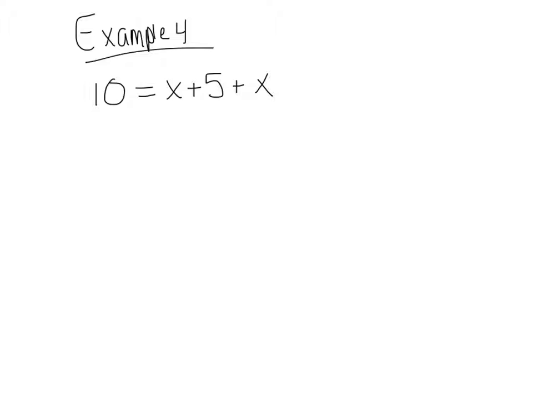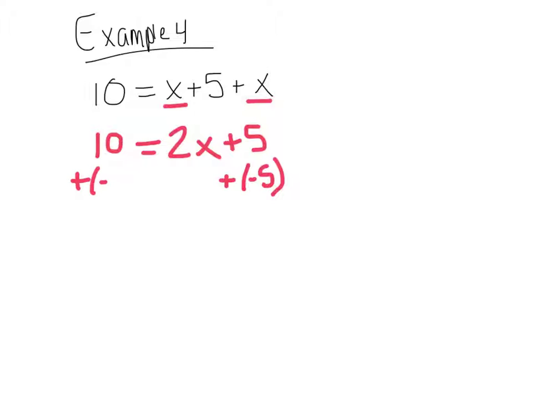Our next example says 10 equals x plus 5 plus x. First thing I'm going to do is compare my like terms here, and I see that I have x plus x, which is 2x, and I'm going to bring down my plus 5, and on the left I still have 10. Alright, now I want to get my x's alone on one side of the mat, so I need to get rid of this plus 5, and I can do that by adding negative 5 to both mats. Or you could take 5 away from both mats. It would give you the same answer there.